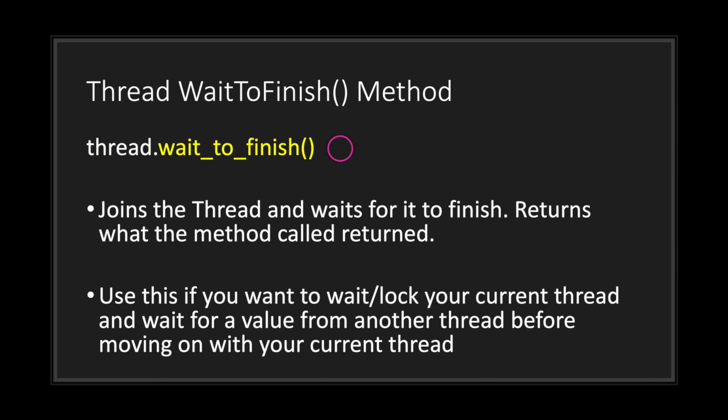Lastly, you do have access to wait_to_finish. Basically, this locks your main thread while you wait for another thread to finish. Basically, you join the thread and wait for it to finish. You return whatever the method you declared in your start method returns. Basically, this is a wait and lock functionality that you can use in your current thread and wait for a value from another thread before moving on with your current thread. We're going to go ahead and take a look at that through code.